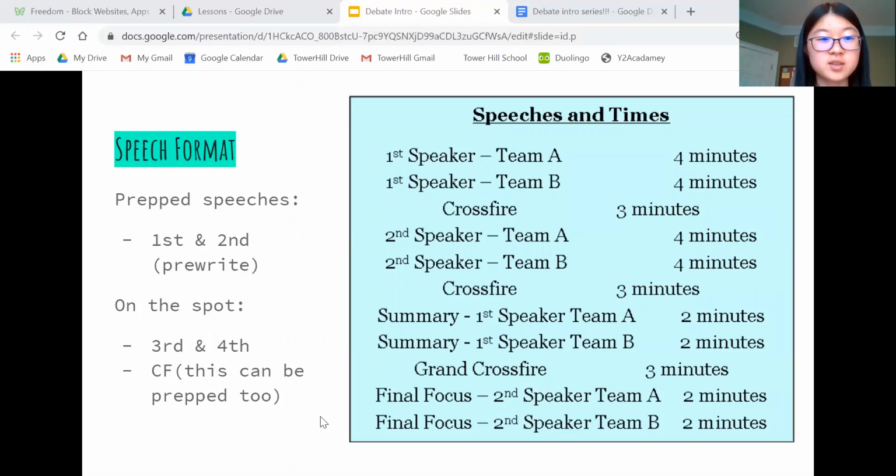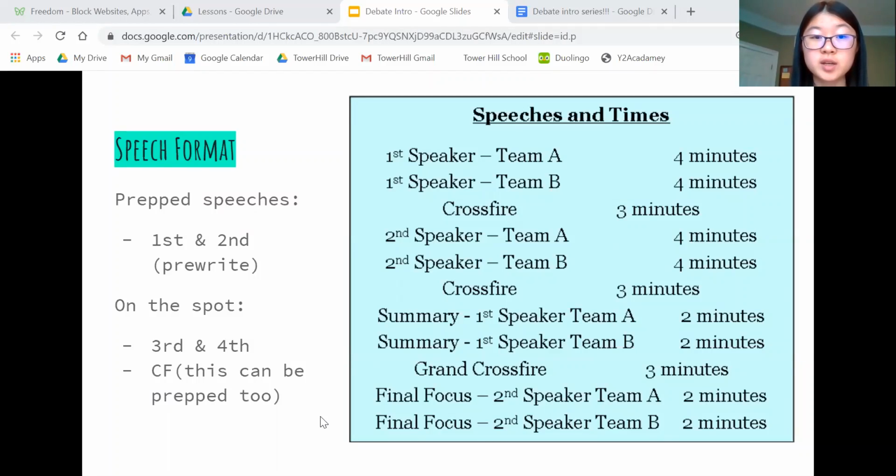And so here are the times for each speech. As you can see, the first and second speech are both 4 minutes. And the first speech, which we call the constructive speech, is where you present your case. And after both of the teams have presented their case, they have a crossfire, which is where both of the speakers will ask each other questions about the case. And this is a great way to point out flaws and clarify things that you don't understand.